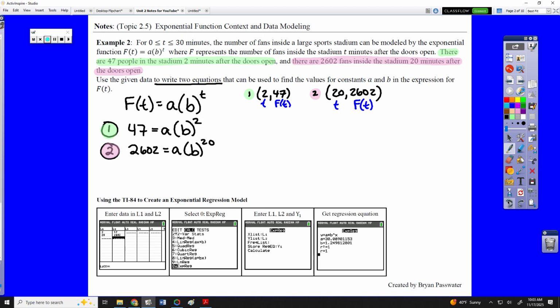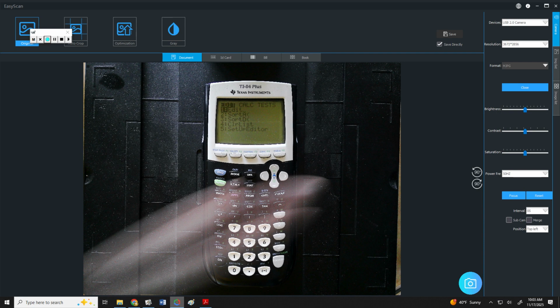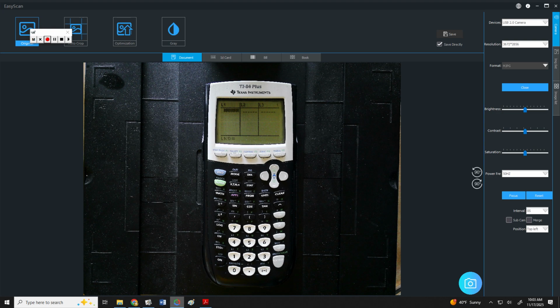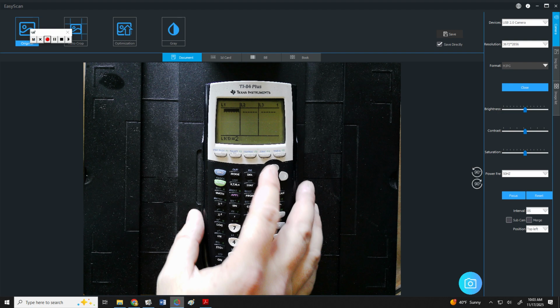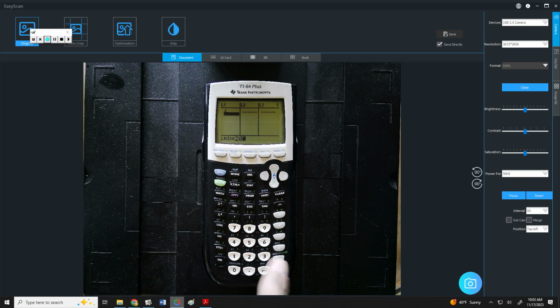Then it does say, please use your TI-84 to create an exponential regression model. And the notes lay out very clearly how to do that, but I'm going to demonstrate for you as well. So on our calculator, we are going to edit our stat lists. We're going to hit stat and edit, hit enter. And into those lists, we're going to type our 2 points. So we have 2 and 20 for our inputs, and we have 47 and 2,602 for our outputs. So you can see your 2 coordinate points are listed in L1 and L2.